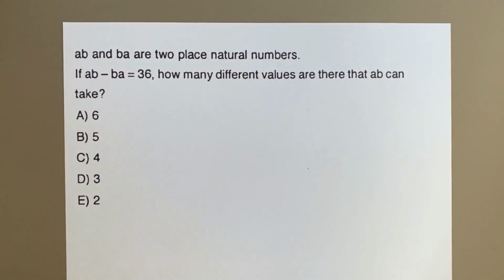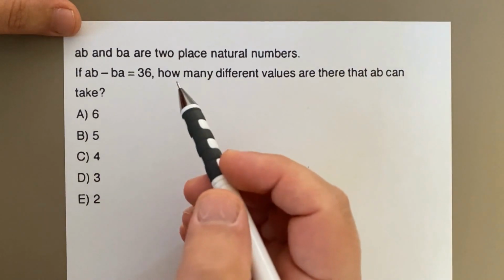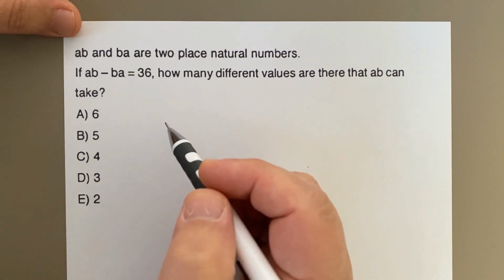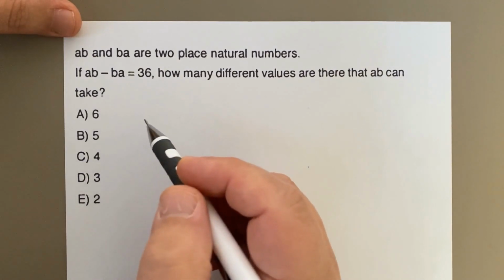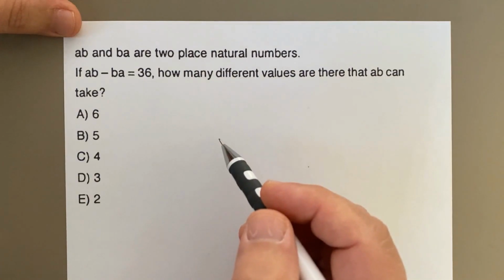Hello, dear student. Let's continue solving problems related to natural numbers. Let's take a look at our first question. AB and BA are two-digit natural numbers. If the difference between these natural numbers is 36, how many different values can AB take?